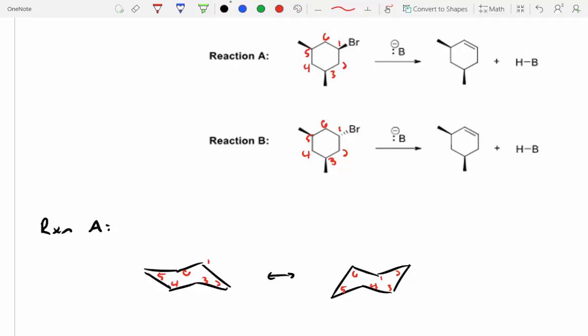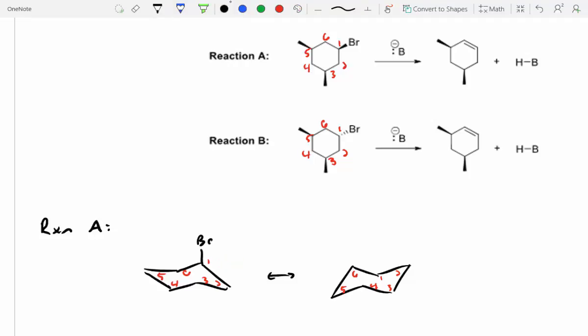You guys want to help me build some chairs? Let's start with reaction A. So I've got carbon 1 labeled right here. Sorry, my numbers can be a little hard to read. But should that bromine be axial or equatorial if we're looking straight up and down on the ring? Axial, right? It's sticking straight up towards our eye, so I'll just put in a bromine right here.